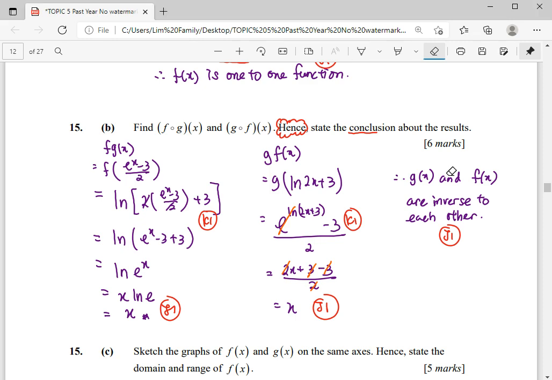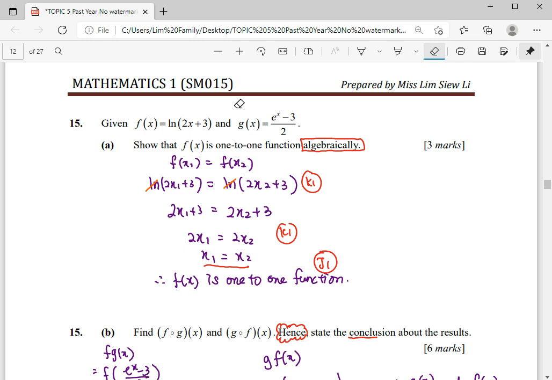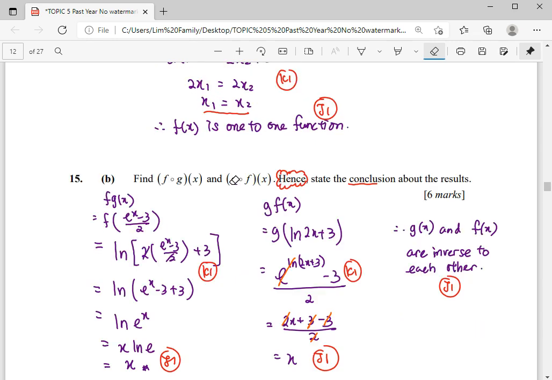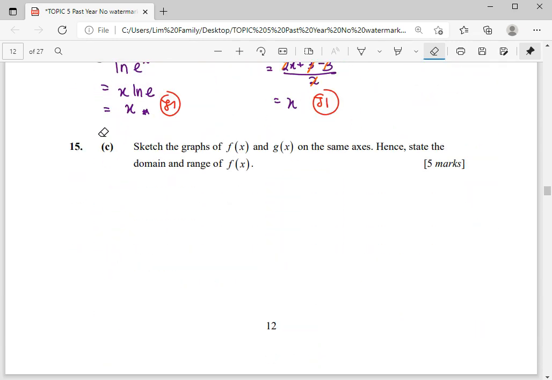Okay, so once we realize these two individual functions, even though they are different functions, they're still in a special relationship, inverse to each other. So that's why question 15c here asks us to sketch these two functions on the same axis and state their domain and range. State the domain and range for f(x). So we sketch first.